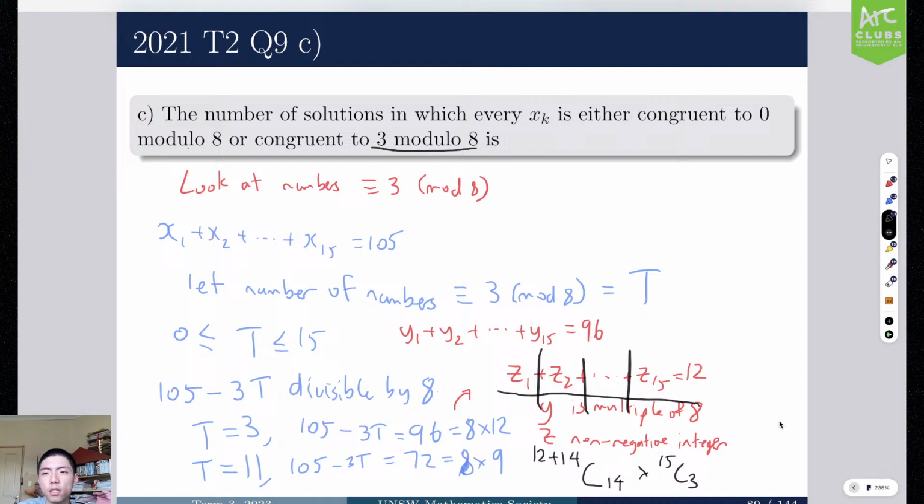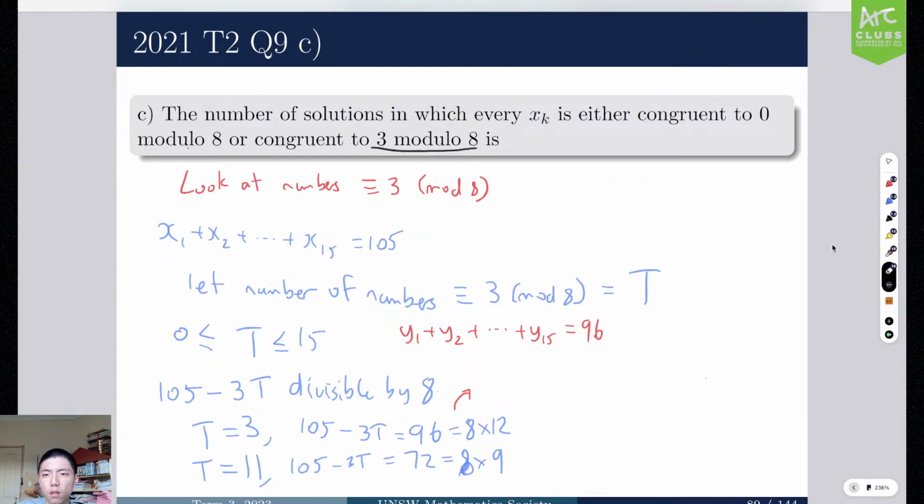So for the first case, let me just rub this out and write it out neatly. Okay, for this first case, we are going to have 26 choose 14 times 15 choose 3. So 26 was just the 12 plus 14: the 12 that we are splitting, and the 14 dividers in between the numbers. Okay, now using the exact same idea, let me just rub this one out. If we were to rewrite this, now this becomes 72, right?